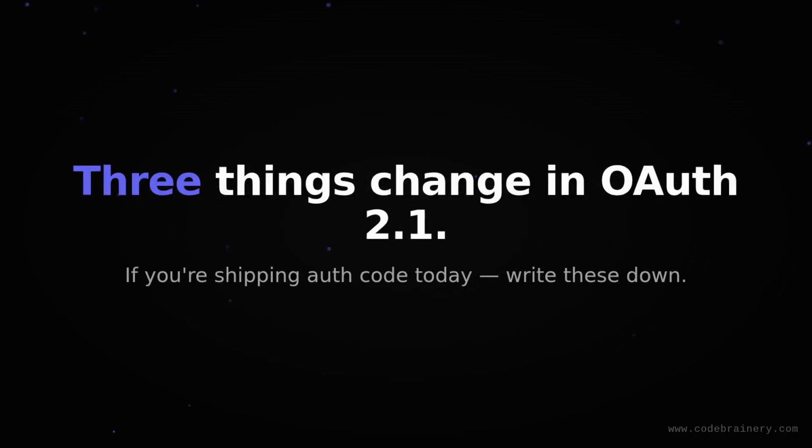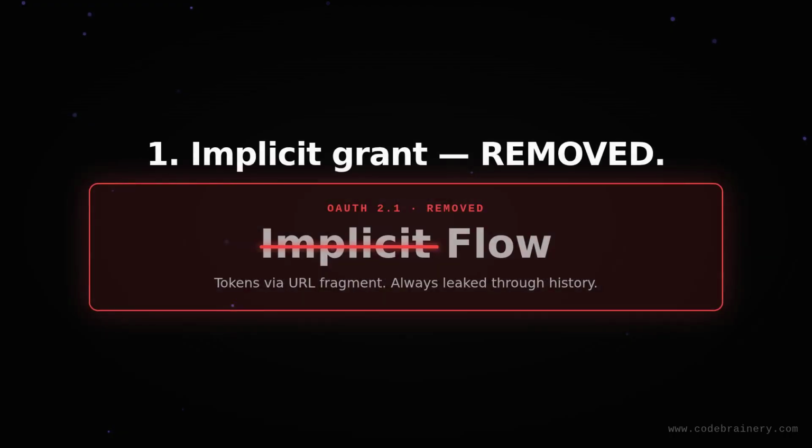3 things change in OAuth 2.1. If you're shipping auth code today, write these down. 1. The implicit grant, response type equals token, sent straight back in the URL fragment, is removed. It always leaked tokens through browser history. It's gone. Use code with PKCE instead.